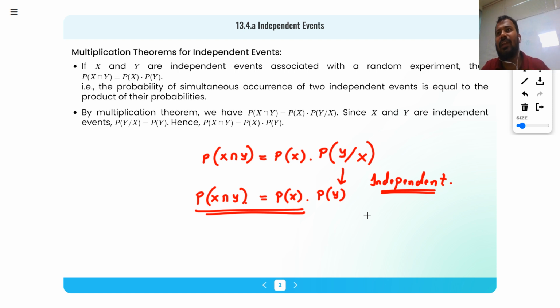So now, if they're going to give any question and ask you to check whether the events are independent or not, or check for independency, you have to just check whether these two are exactly matching or not. If it is matching, then they are independent. If they're not matching, then they are not independent. That's as simple as that.